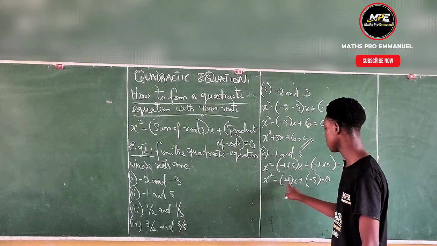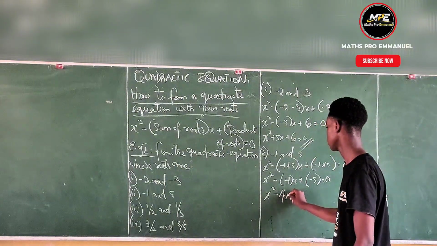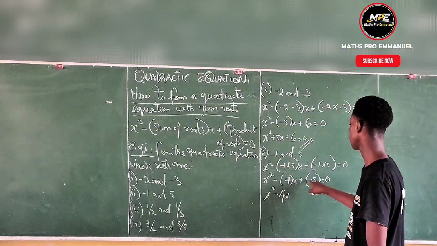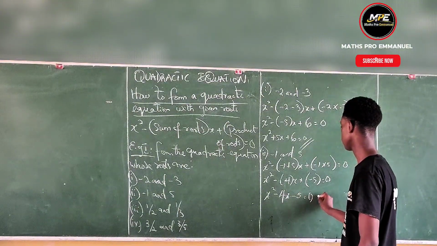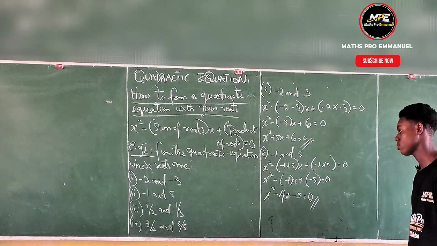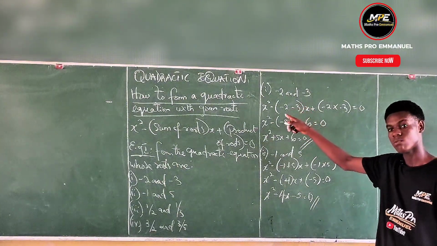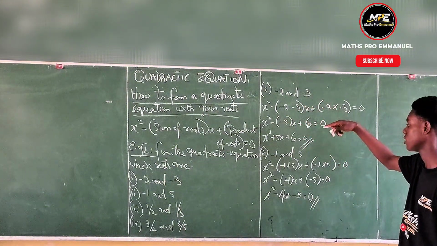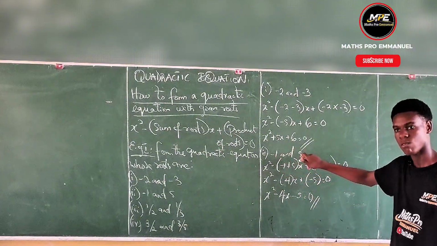So now minus times this is -4. So I'll have x squared minus 4x. Then plus times minus is minus, I'm having -5 equal to 0. And that's the quadratic equation. Now if I solve the first equation, my answer is going to be -2 and -3. If I solve this one, the answer is going to be -1 or 5.